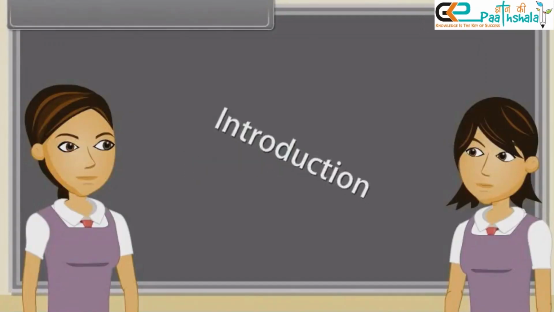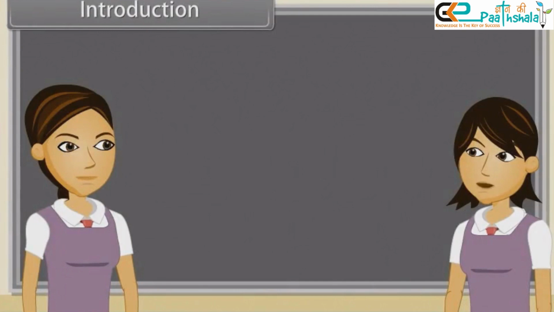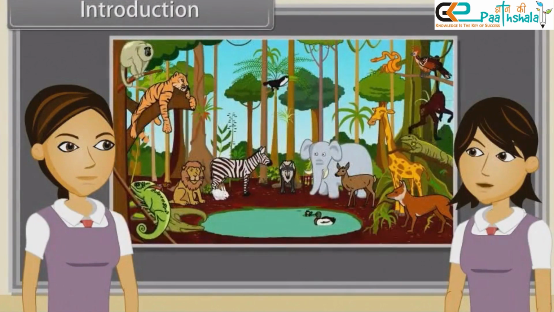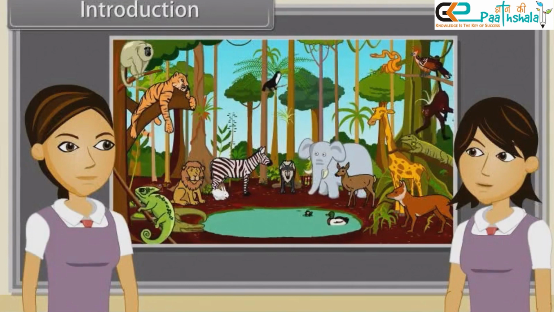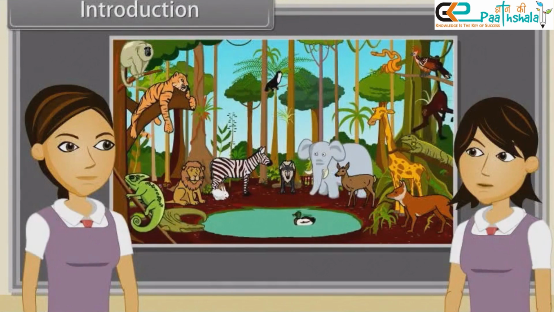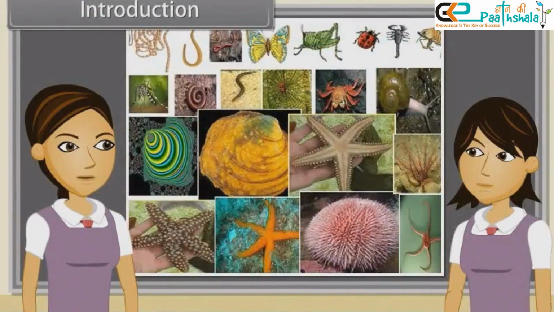Introduction. Sharmila, in our last discussion we studied definition of animals, types of animals, characteristics of animal kingdom, various levels of organization, body symmetry, diploblastic and triploblastic organization, coelom, segmentation, notochord, division of animal kingdom, characteristics of invertebrates, characters of porifera, coelenterata and ctenophora. Yes, now we are going to discuss characteristics of platyhelminthes, aschelminthes, annelida, arthropoda, mollusca and echinodermata.